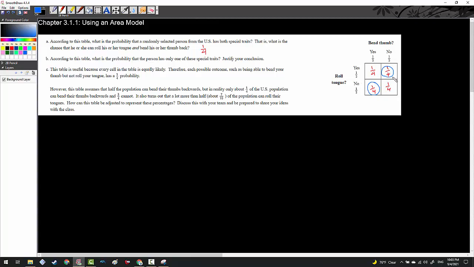Hopefully it makes sense why I'm pulling from the no portions of these boxes. If we're going to look for either one of these things, it looks like it's going to be a probability of 1/4 or 1/4 here. If we think about the person only having one of these traits, they can either bend their thumb or roll their tongue, so I'm selecting from one or the other of these boxes. The probability of that happening would be 1/2, because I'm selecting from literally half of the boxes, and the only way that can happen is if I add those together. So hopefully part B makes sense.